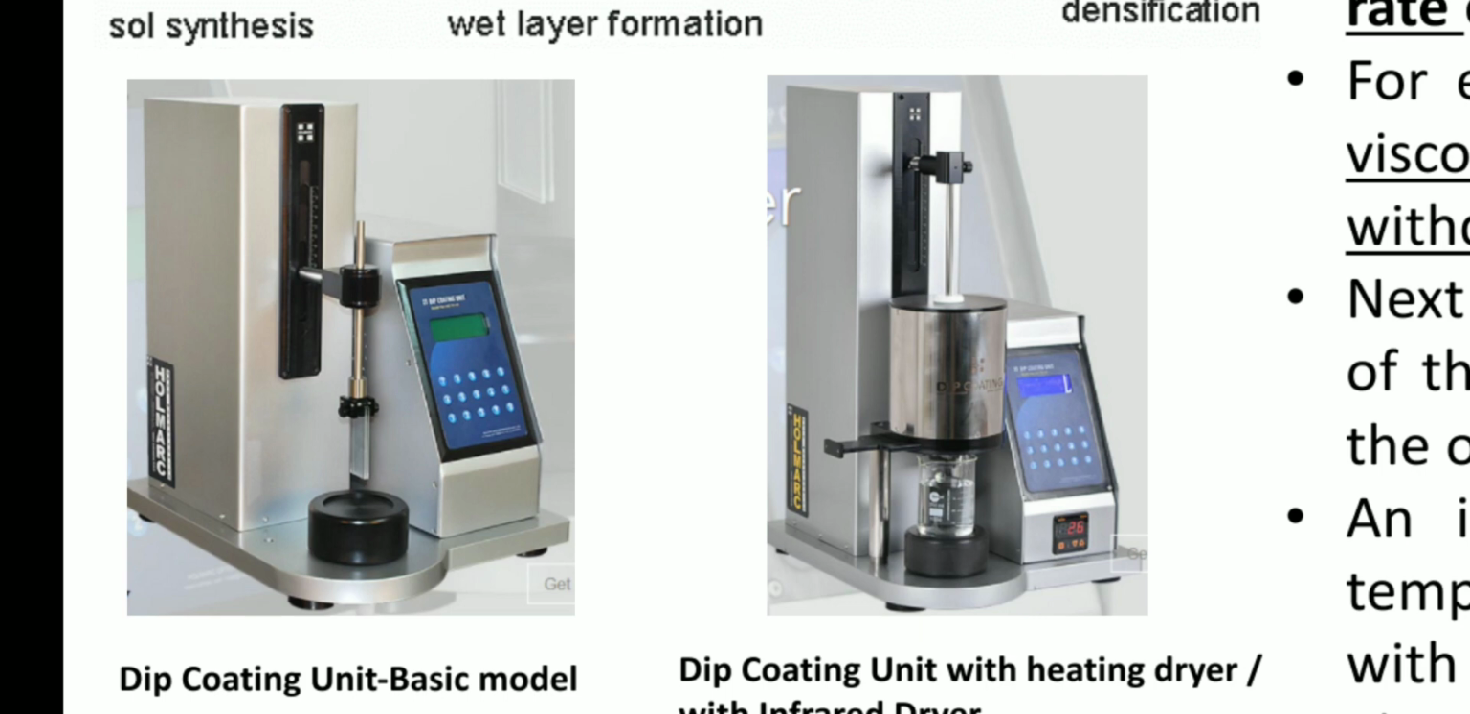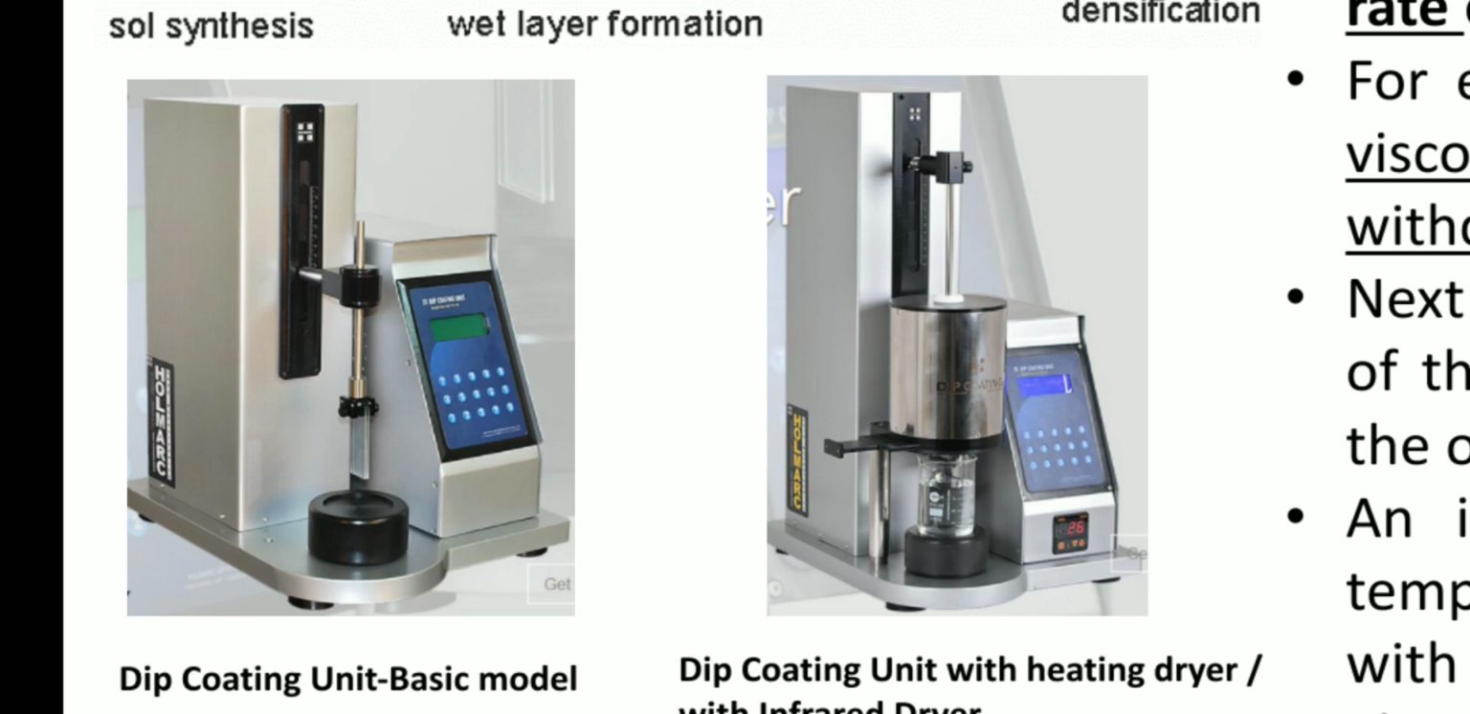And on the right hand side there is a panel where you can give a program. So you can decide the rate of dipping, then you wait for some time, and then the rate of withdrawal. And then you can get a film on the surface of the substrate.